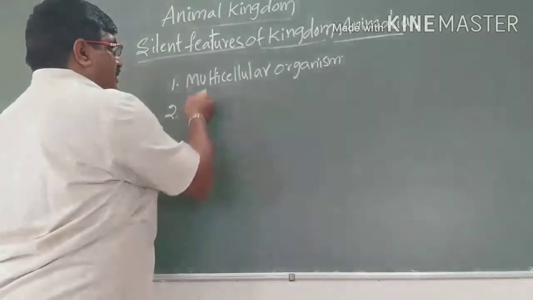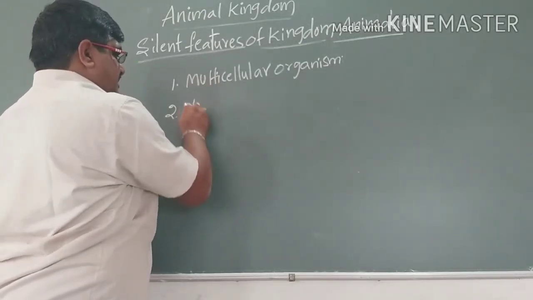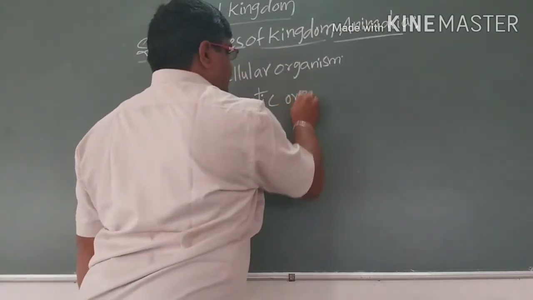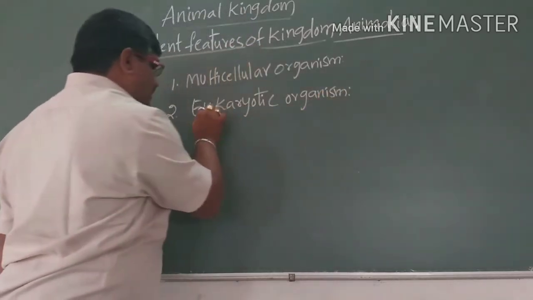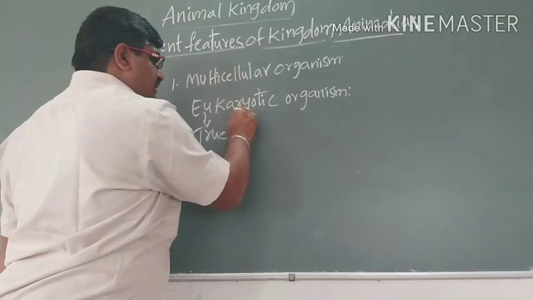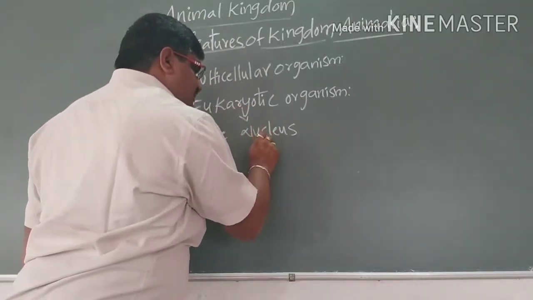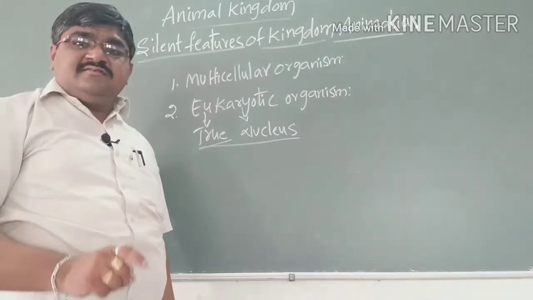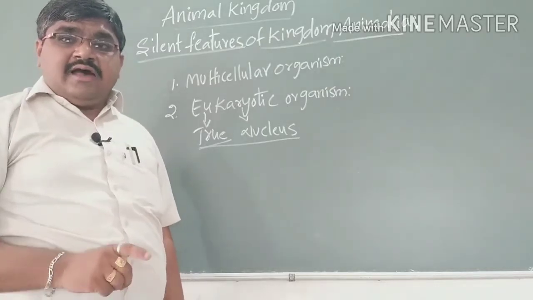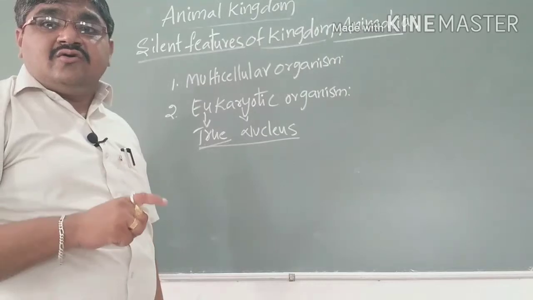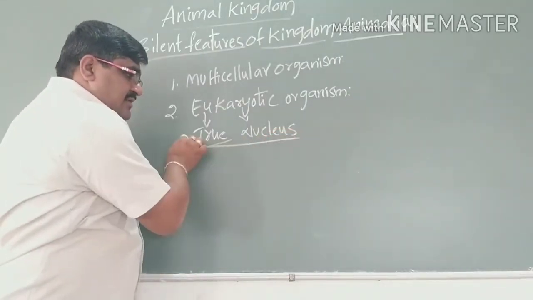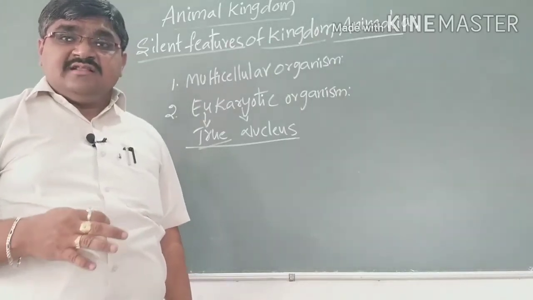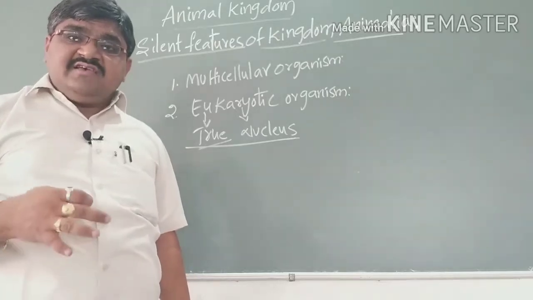And second, all animals are eukaryotic organisms. Eu means true, karyote means nucleus. So organisms which contain a true nucleus are called eukaryotes. What is a true nucleus? We may get the doubt. A true nucleus means the nucleus is associated with all the cell organelles present along with it, and the nucleus consists of DNA.